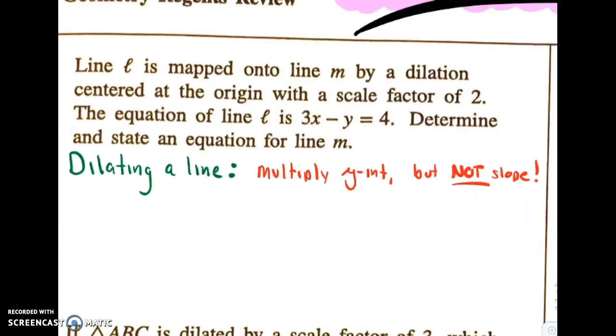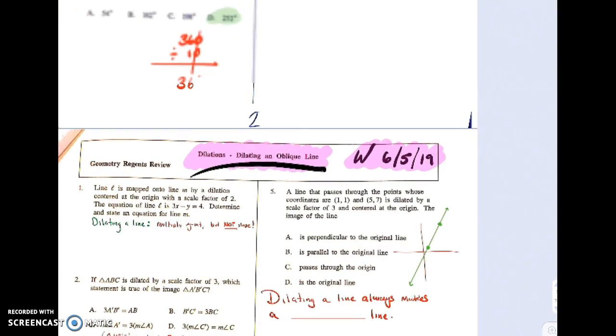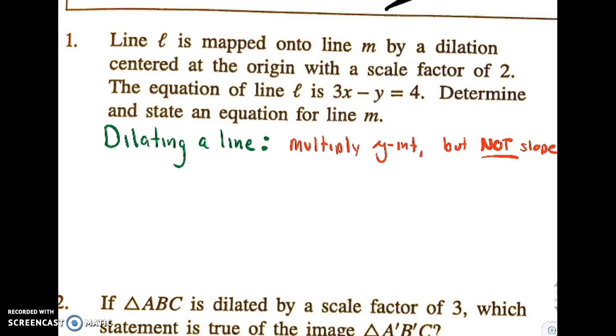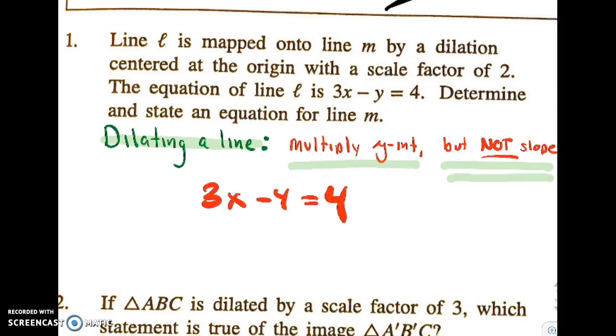So number one, we're talking about dilating a line, from the equation of a line. When you dilate a line, you multiply the y-intercept, but you never change the slope. The first problem with this one is that it's not in y-intercept form. So we have to get it into y-intercept form, slope-intercept form, by rearranging it.